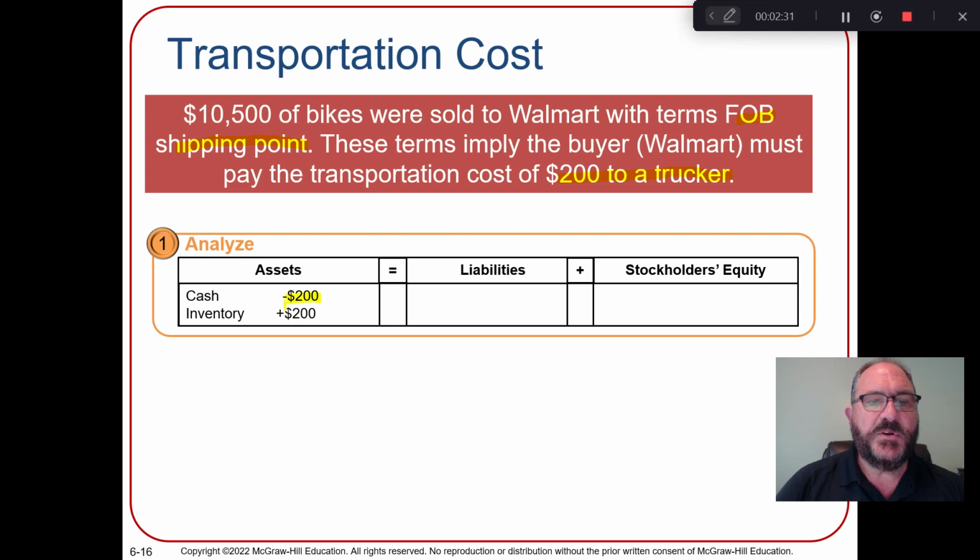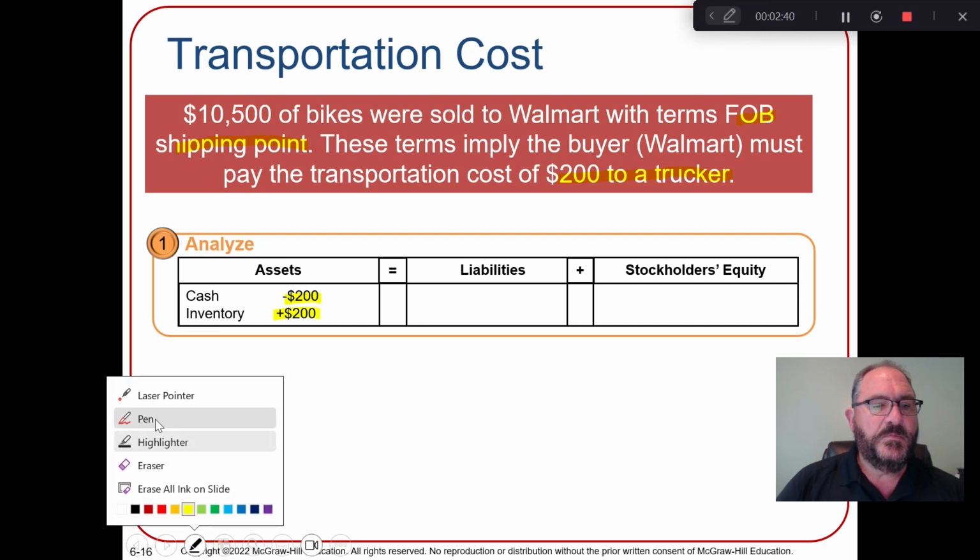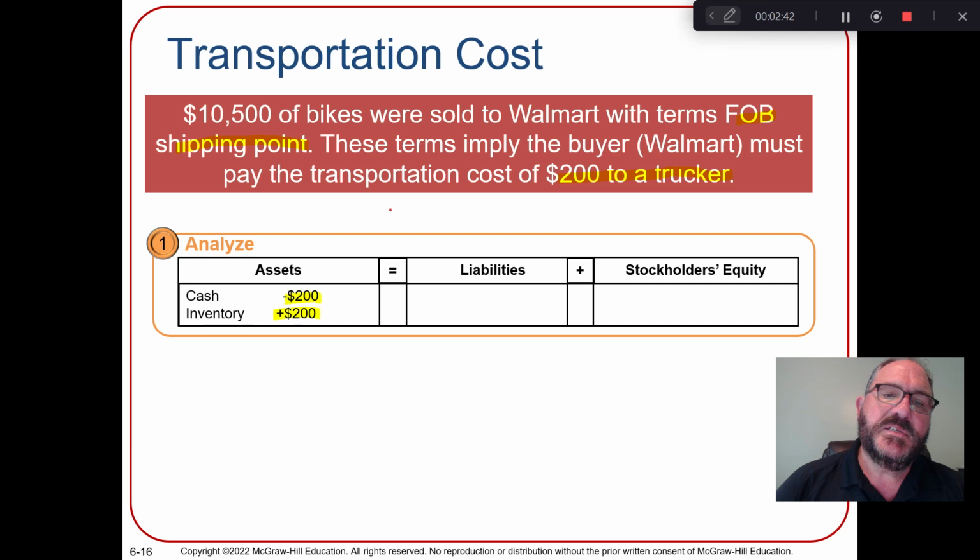Cash is going down $200. Inventory is increasing by $200. So what we have here, so the cost of these bikes now, okay, turn the pen on. The cost of the bikes is $10,500 plus the $200, okay? You got to include that cost in there.